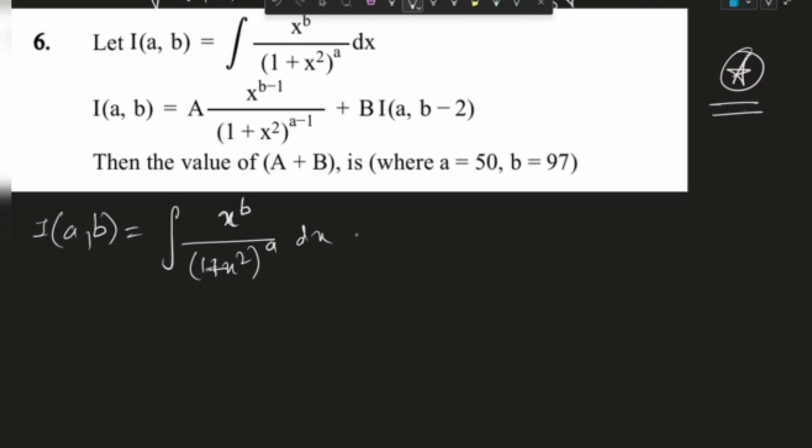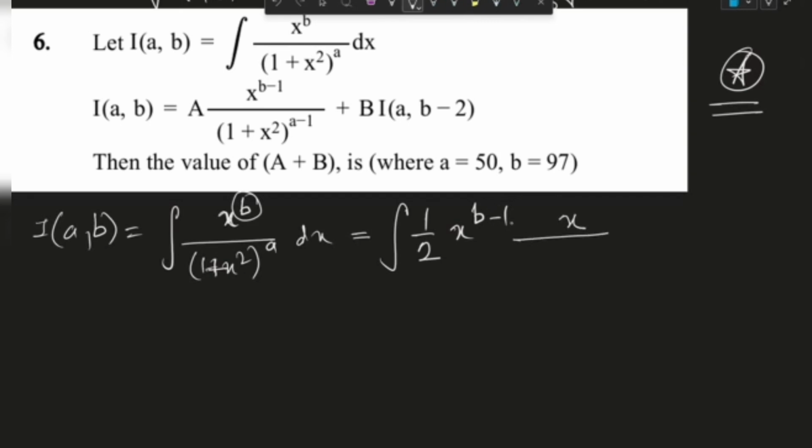So as I can see, here they have I(a, b−2) and x^(b−1). So I guess I can have some idea. I will try to make this thing as b−1. Let's try and see what happens. So what I will do is I will make this a half, give an x^(b−1), and we will have an x here.